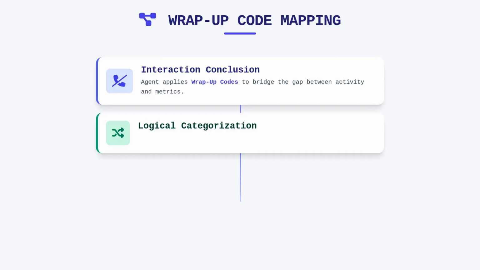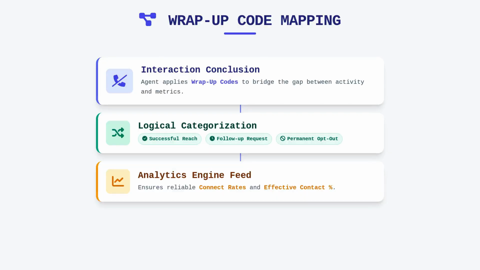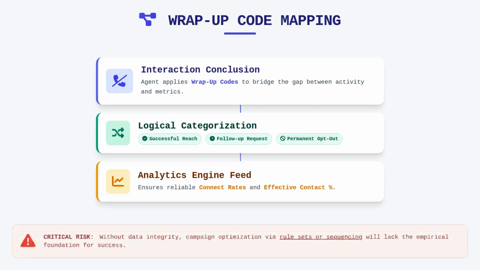Proper configuration involves assigning specific wrap-up codes to logical categories, ensuring that the system understands the distinction between a successful reach, a request for a follow-up, or a permanent opt-out. When this mapping is configured correctly, your monitoring of key performance indicators like connect rates and effective contact percentages becomes highly reliable. Without this data integrity, your attempts to optimize the campaign via rule sets or sequencing will lack the necessary empirical foundation for success.